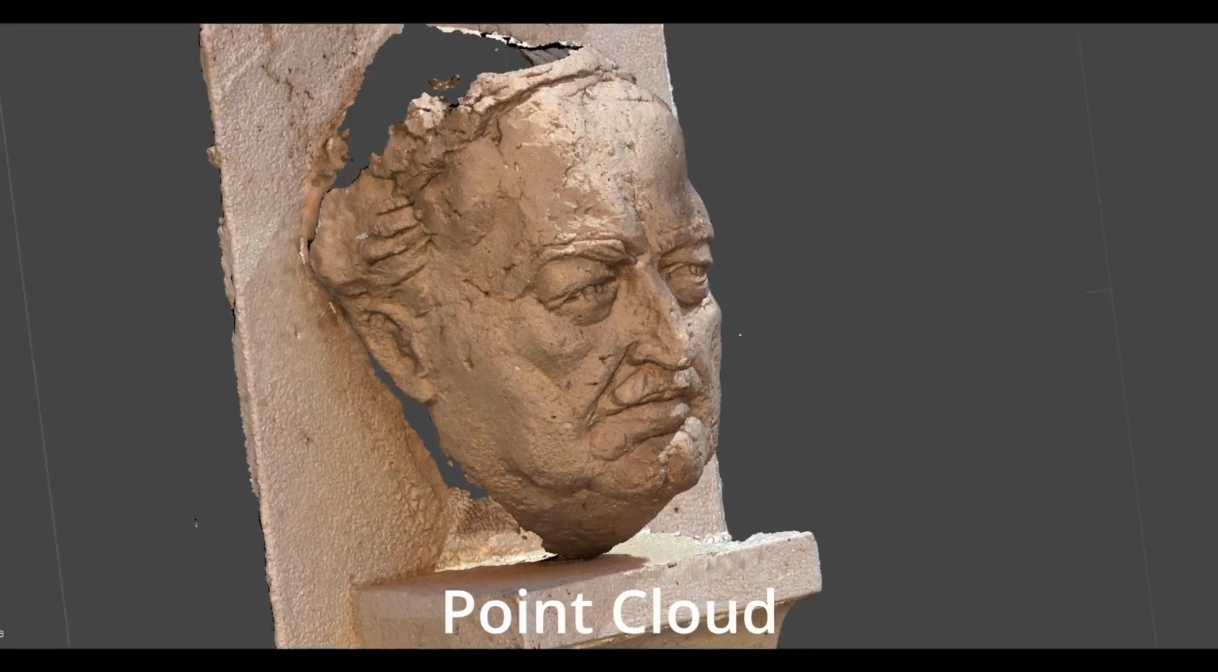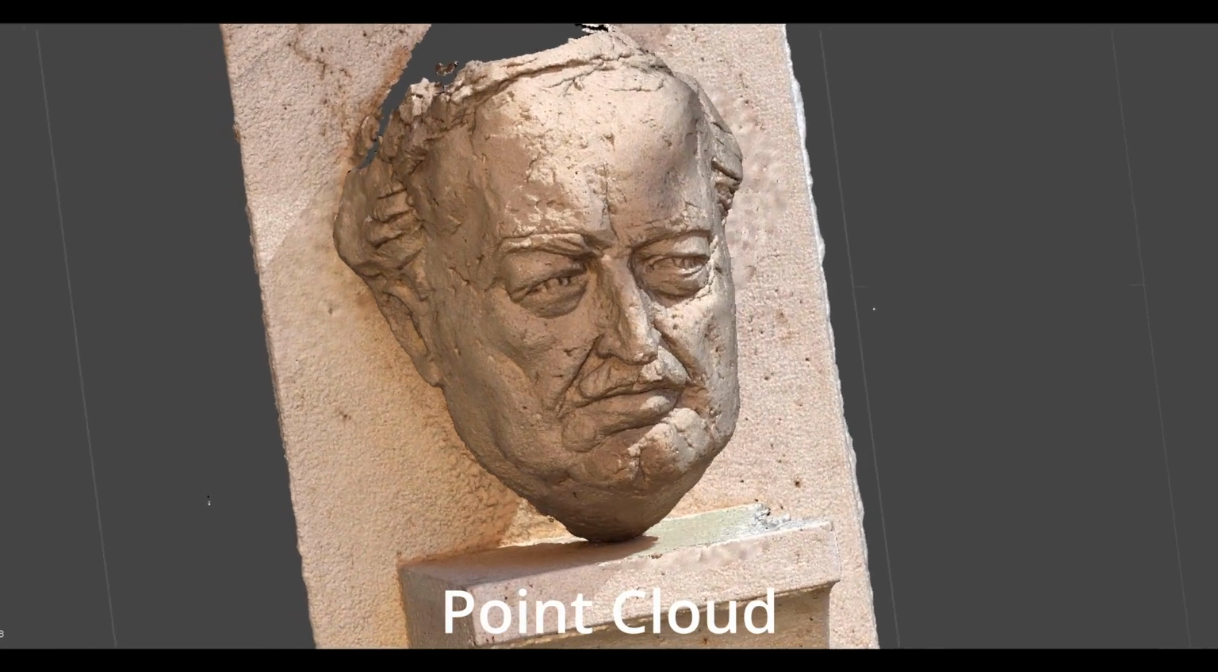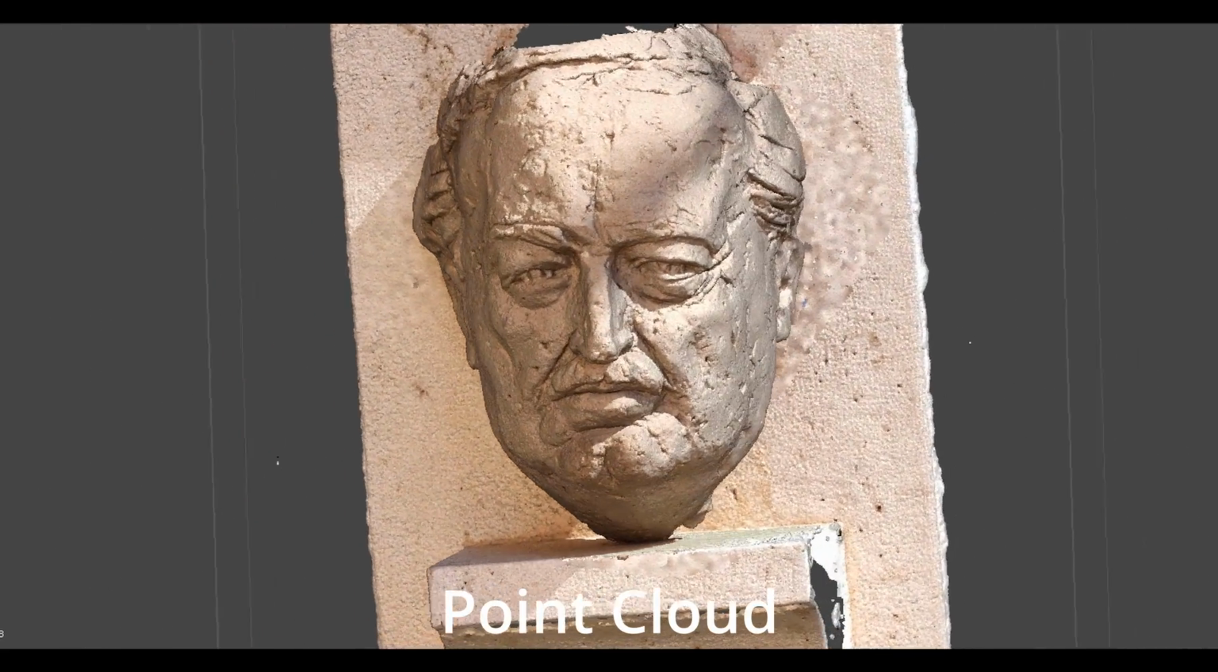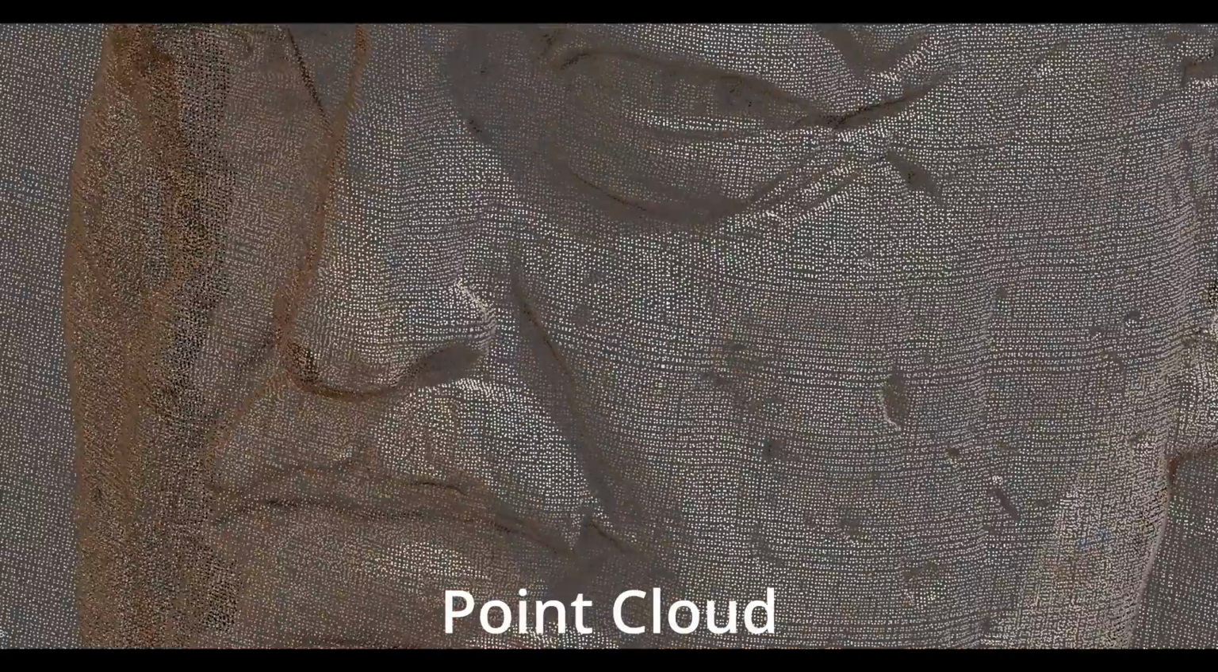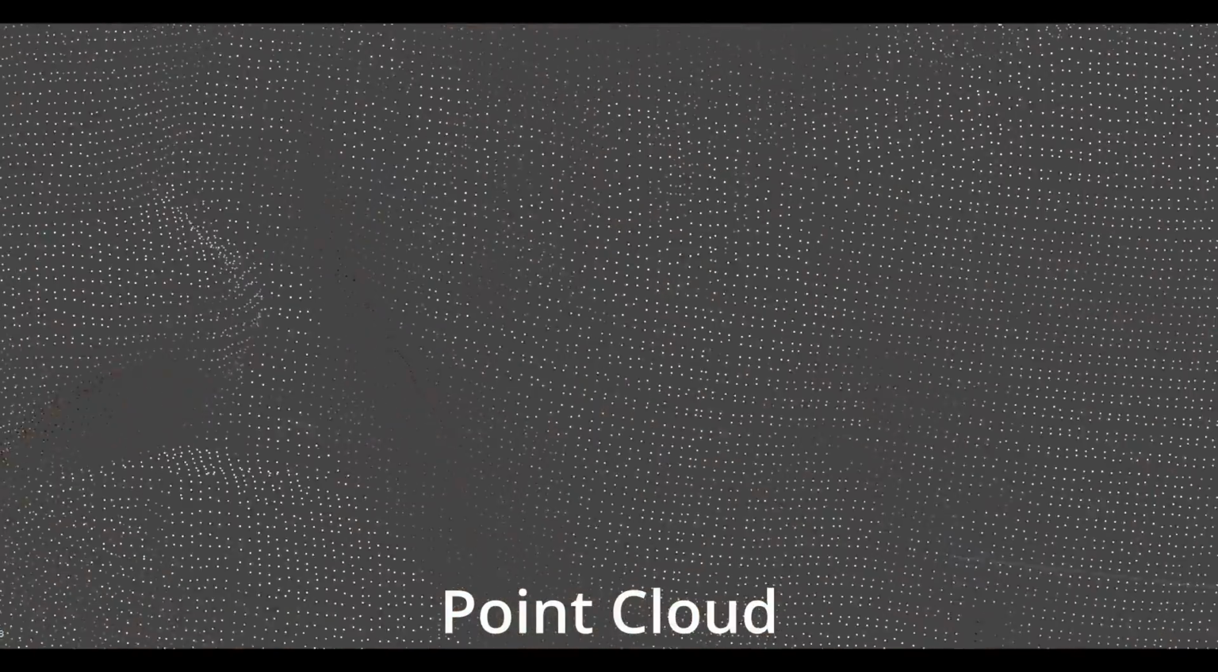The most basic result that you can obtain from a photogrammetry process is called a point cloud. This is a set of points in 3D space that represent the position of each pixel in the pictures. The result may appear as a solid object, but is in fact only a set of points.